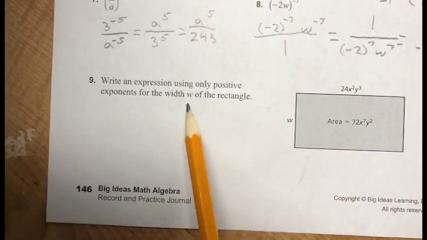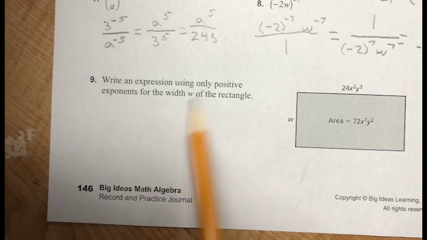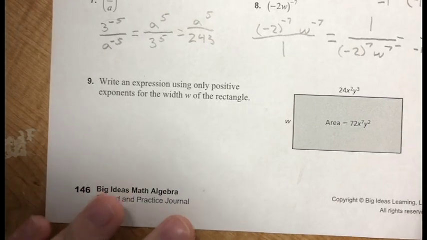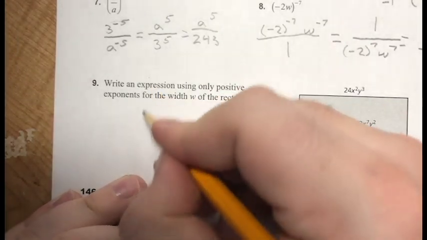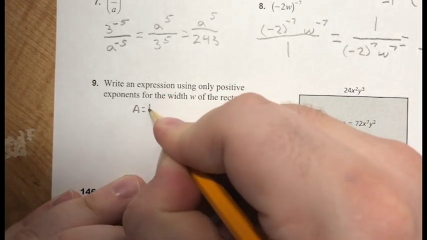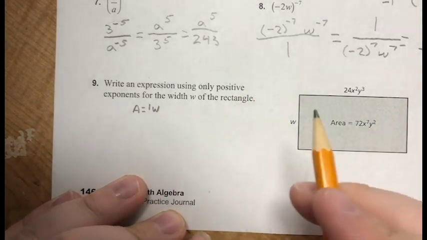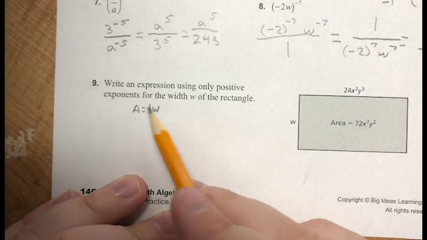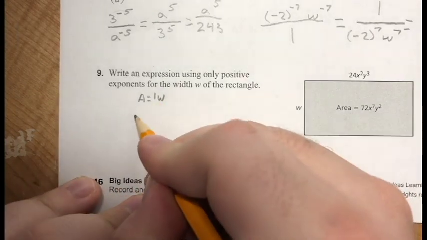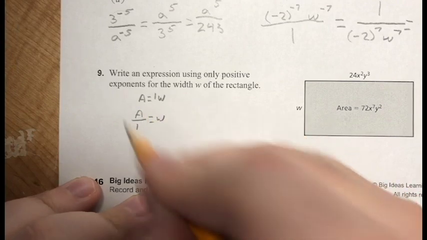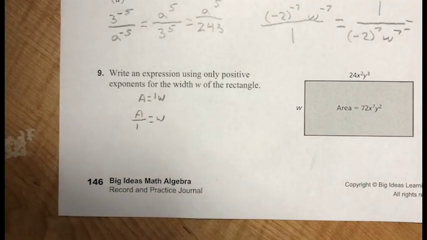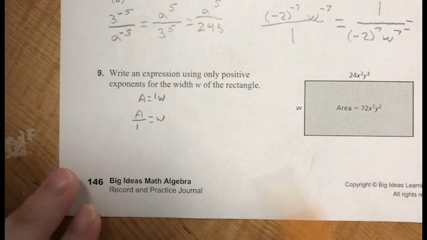Number 9. Write an expression using only positive exponents for the width of a rectangle. So go back in your memory and discover how you find area. The equation for area is length times width. Now, I need to find w, so I can rewrite this equation to say that area divided by length is equal to width. So I've rewritten this equation. Wait a minute. Why did I rewrite the equation? Because it makes my life simpler. Knowing this, I can actually plug this information in.